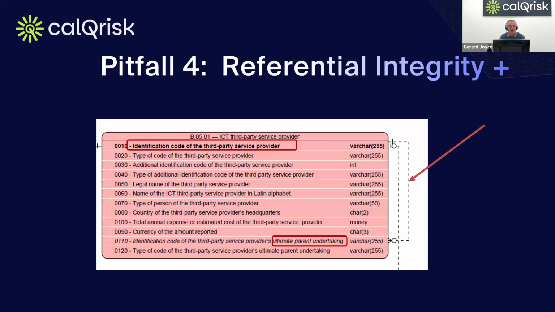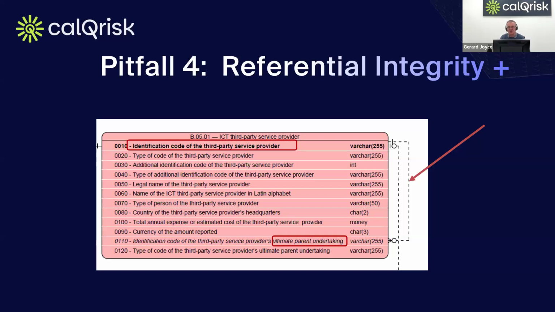So if you have a third-party service provider and you've put in their identification code in field 10, but in 110 you're asked to put in the identification code of the ultimate parent. Now, if you decide they are their own ultimate parent, then you repeat that number in 110 that's in 10.